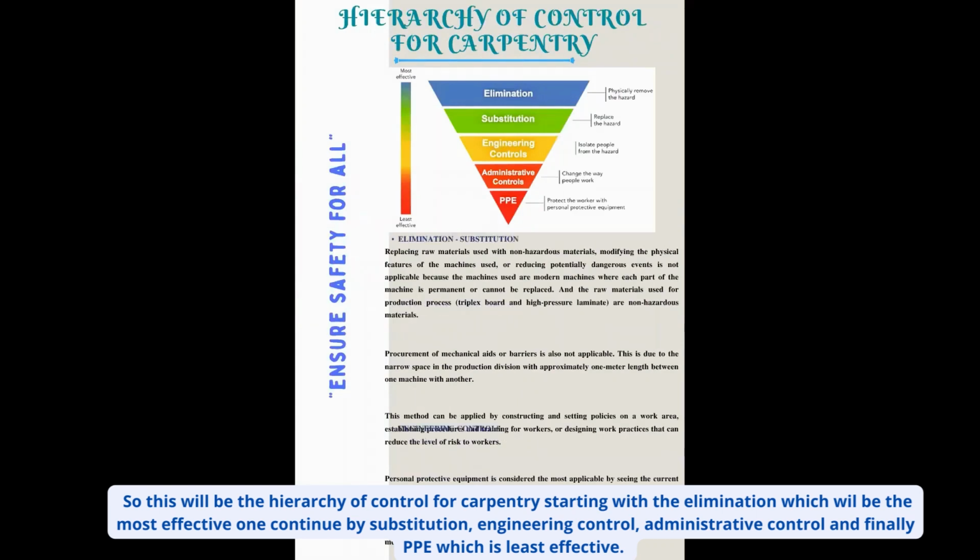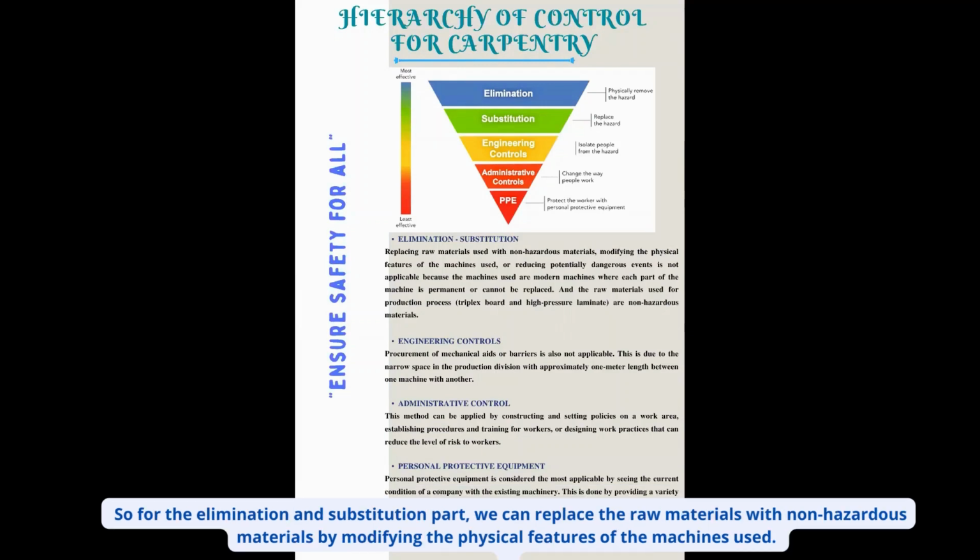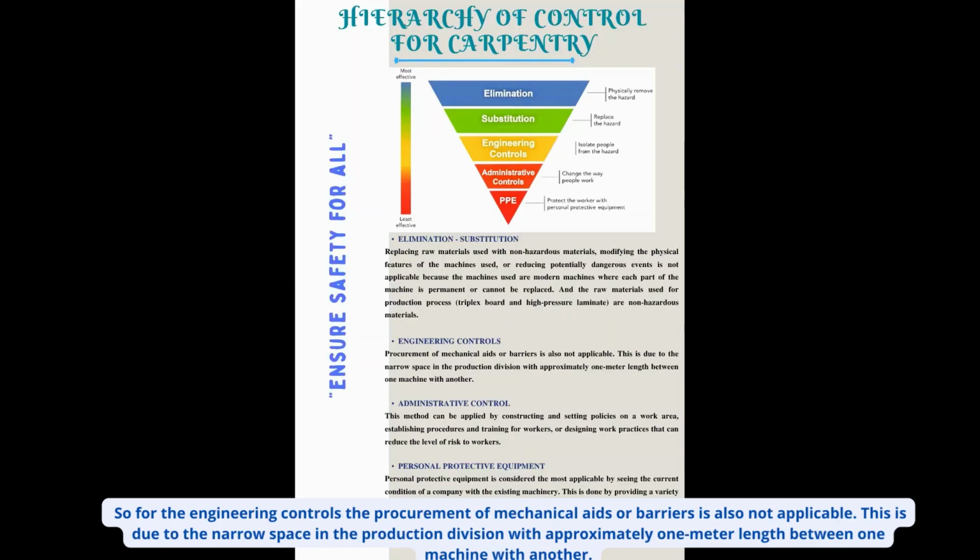So this is the hierarchy of control for carpentry, starting with elimination, which is the most effective one, continued by substitution, engineering controls, administrative controls, and finally PPE, which is the least effective. For elimination and substitution, we can replace the raw materials with non-hazardous materials by modifying the physical features of the machines used. For engineering control, the procurement of mechanical aids or barriers is not applicable. This is due to the narrow space in the production division, with approximately 1 meter between one machine and another.